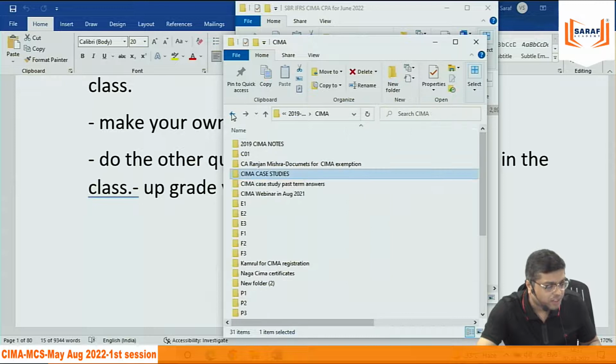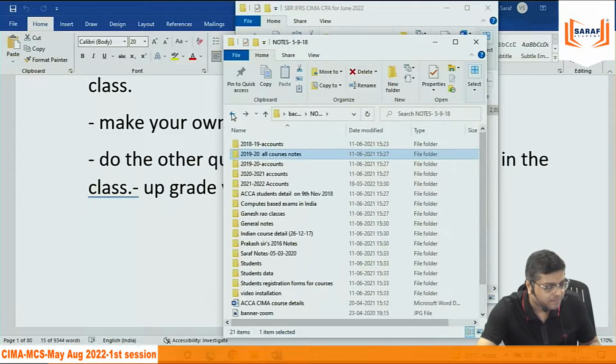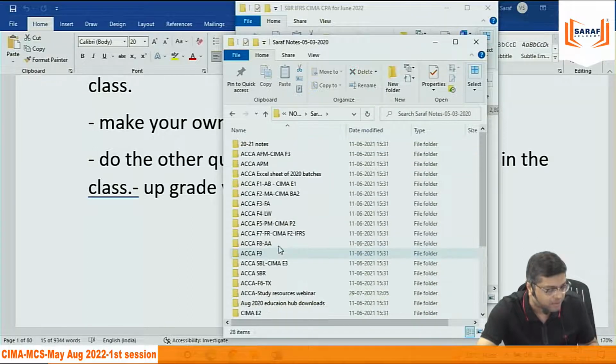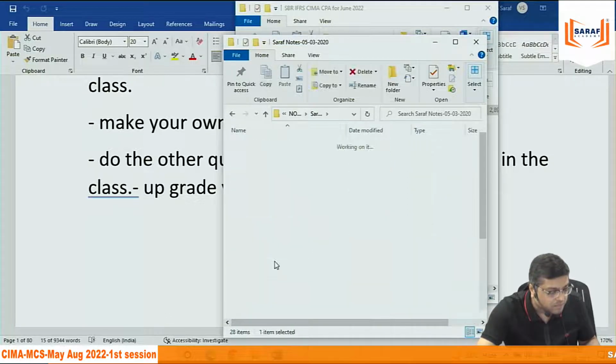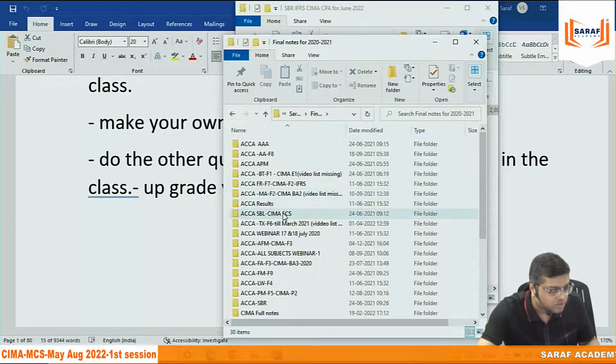Suppose I am opening the SBR material or F2, whatever. There are many common questions in SBR and F2. Just that I am using SBR in the class for that reason. Final notes.